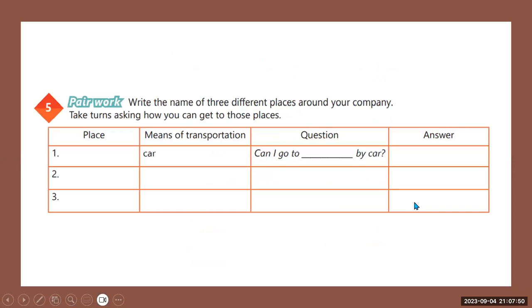So let us continue then. And this is a pair work, right? Write the name of three different places around your company, and ask your partner how you can get to those places. Right now, you just fill this chart, and later on, we are going to get together in a breakout room in order to work. Right here is going to be the place, and the second one means of transportation. The third one is going to be the question, and the fourth one is going to be the answer. Okay. Go ahead. Do it now, please.